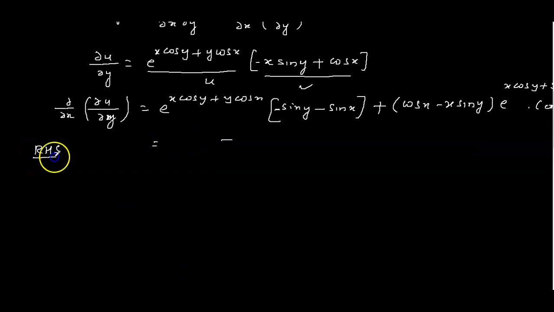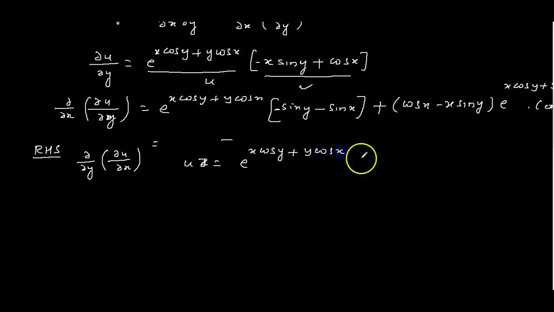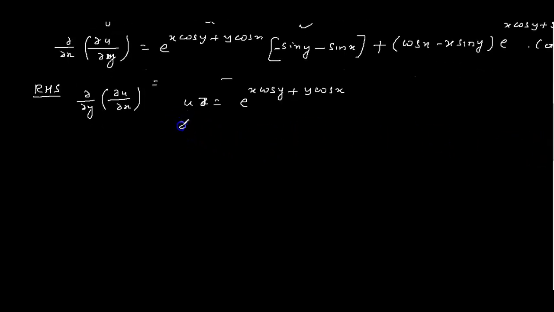So RHS, here we are doing del of y with respect to del u by del x. So first we have to differentiate with respect to x. So z is equal to e to the power of x cos y plus y cos of x, as given. If we differentiate this one with respect to x, e to the power of x cos of y plus y cos of x as it is. Now in the bracket, this part differentiation with respect to x. So x differentiation is 1, cos of y is as it is, and in this one y is constant, and cos x differentiation is minus sin of x.